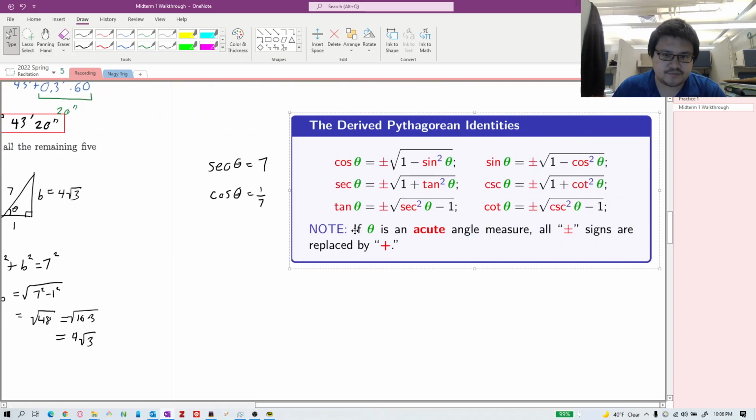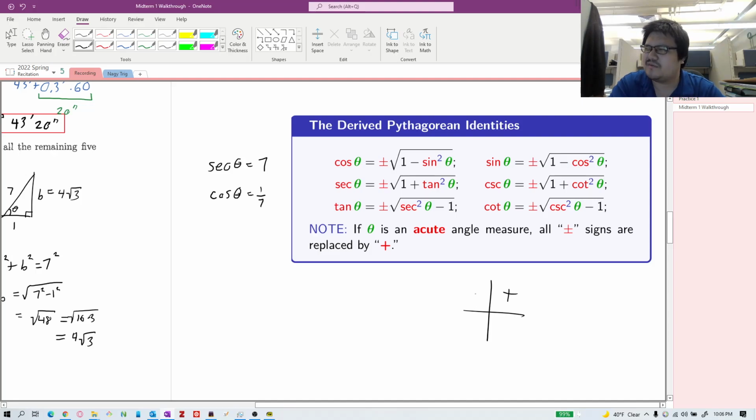The plus minus we can ignore. That's because in the first quadrant, all of the trig functions, and we really only need to talk about sine, cosine, and tangent, all of them are plus here. Sine, cosine, and tangent are all plus here. But in the other quadrants, one of them is going to be negative for each one.